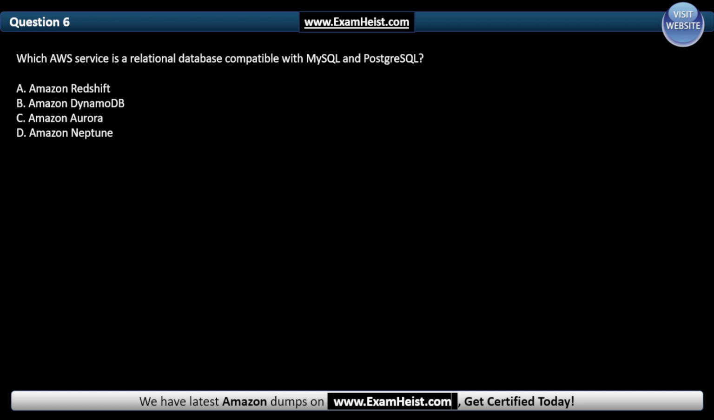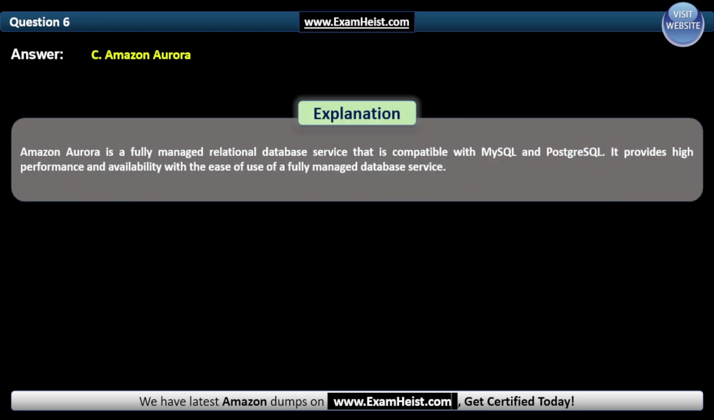Question 6. Which AWS service is a relational database compatible with MySQL and PostgreSQL? The correct answer is C. Amazon Aurora. Amazon Aurora is a fully managed relational database service that is compatible with MySQL and PostgreSQL. It provides high performance and availability with the ease of use of a fully managed database service.